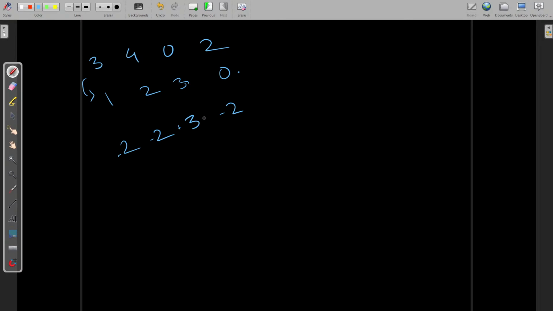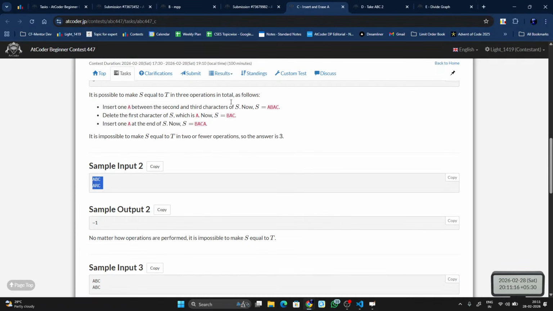But since insertion is also one operation and deletion is also one operation, we won't denote them with a minus sign. We'll just take the absolute of them. Absolute of 2 plus absolute of 2 plus absolute of 3 and absolute of 2, which would result in 9. So that would be our solution. And this is exactly what we'll be doing in the code. Let me show you the code once.